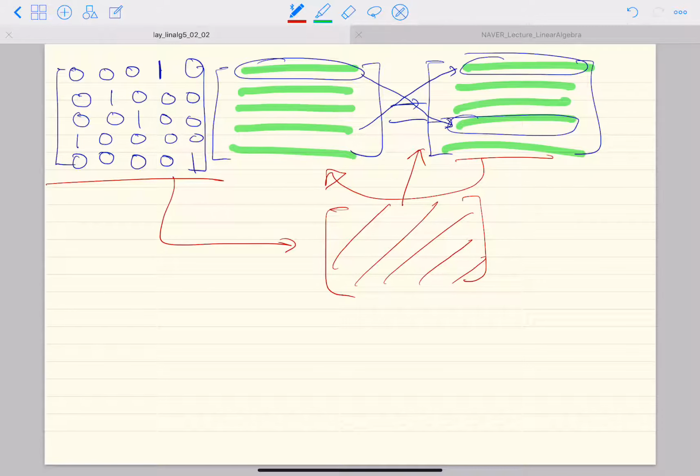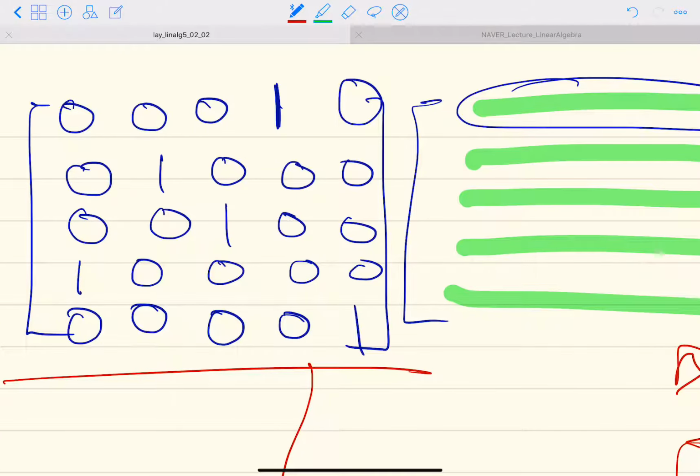So here it gives a really interesting property. In the case of this row interchange matrix, what will be its inverse? The inverse matrix is the same one, okay?